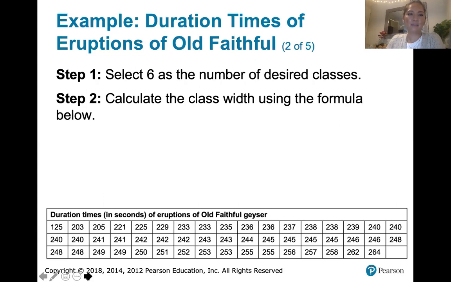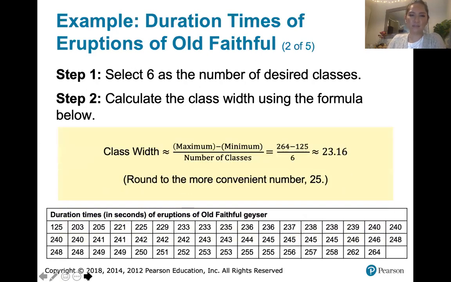And then the next step is to calculate the class width using the formula below. Now, this is an approximate class width. Basically, you're going to take the maximum value in your list and subtract the minimum value in your list. That's just the data values. The largest one minus the smallest one, and then divide by the total number of classes that you want. Now, this data for duration times of eruptions of Old Faithful has already been sorted for us, and you've got the smallest number up here in the top left and the largest number in the bottom right.